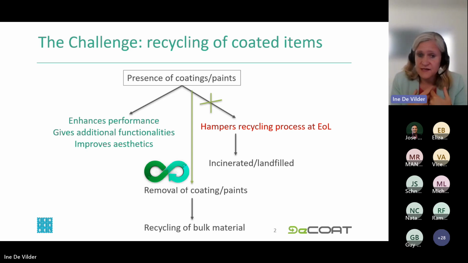But on the other hand, these coatings and paints hamper the recycling process at end of life, meaning that these items are nowadays either being incinerated or landfilled. So what do we want to do? We want to actually recycle the bulk material, so we need to remove these coatings or paints from it. And it's actually the missing puzzle piece to go for a fully circular approach.